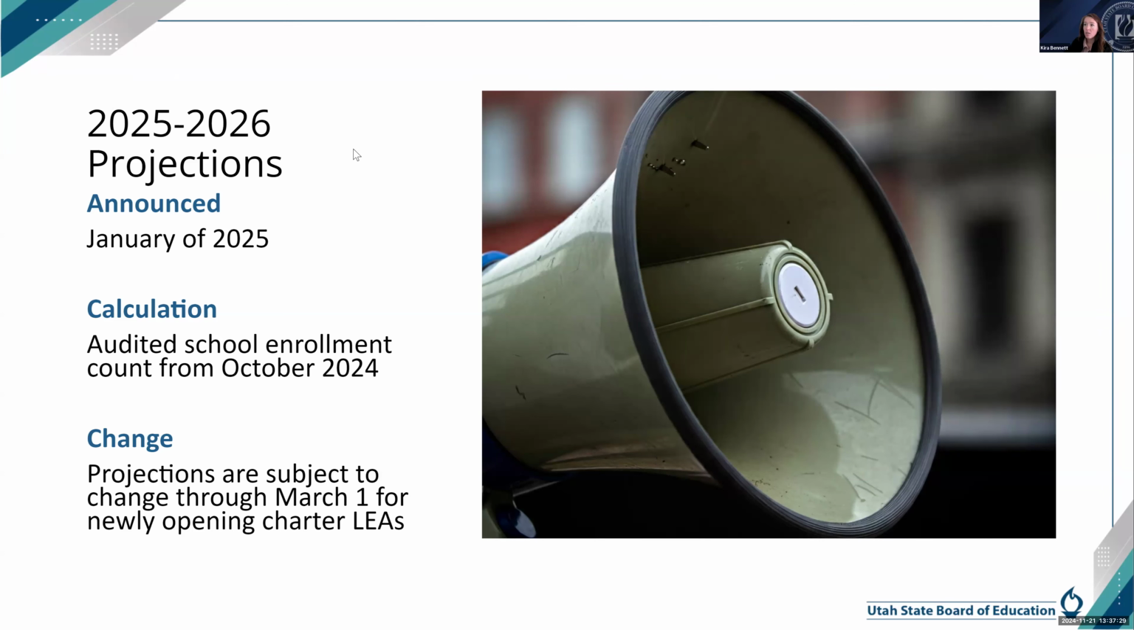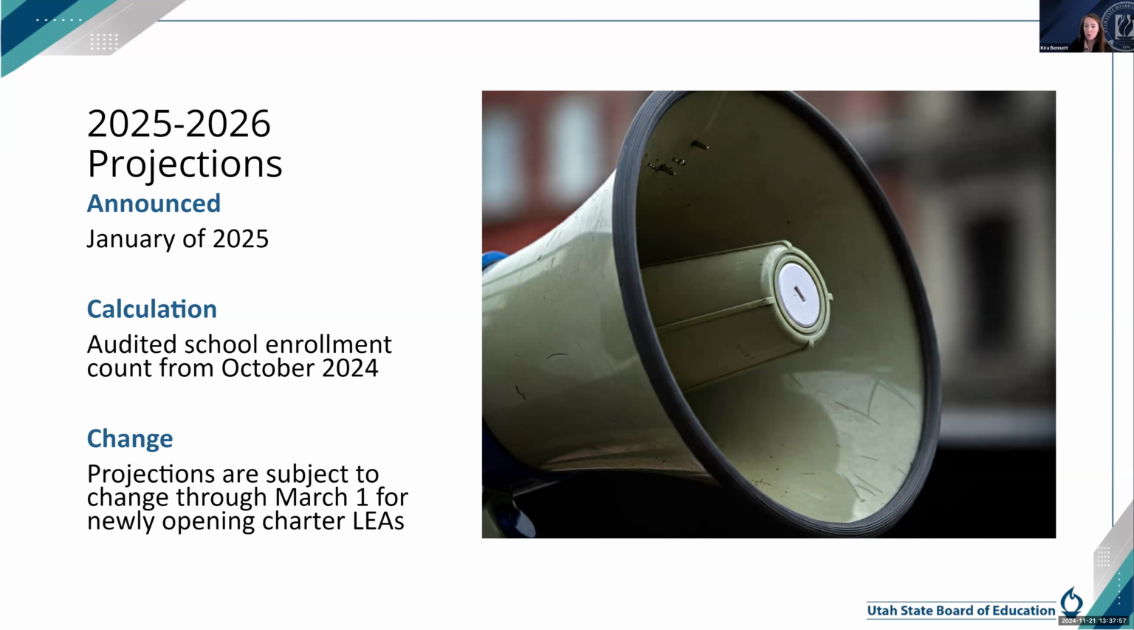All right, before we wrap up, I'm going to help you take a quick peek into the future. Here is the announcement on next year's projections. So if you will mark your calendars for January of 2025, that's when we'll officially announce the projected school land trust distributions at the school level, from what's coming for that 111 million for the 2025-2026 school year. Reminder that the projections are based on the audited school enrollment counts from October of 2024.